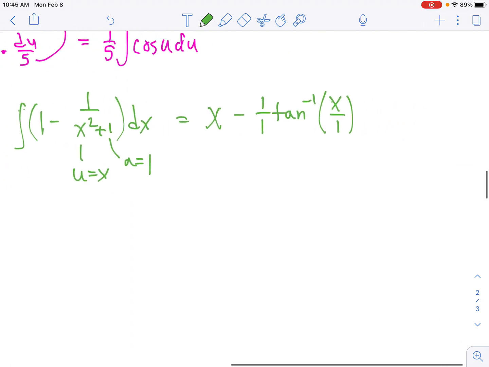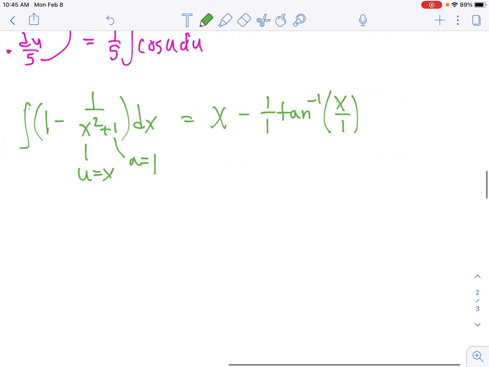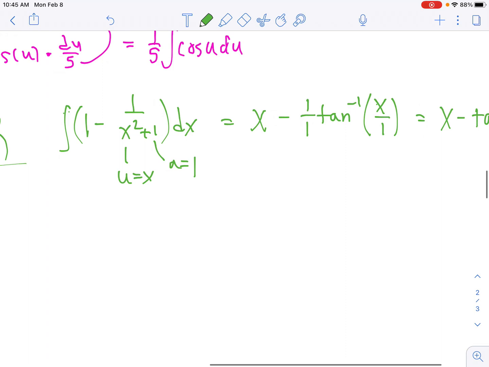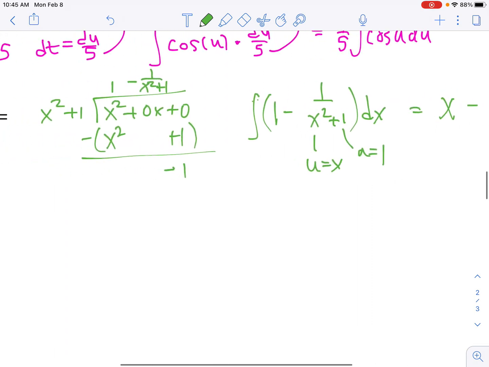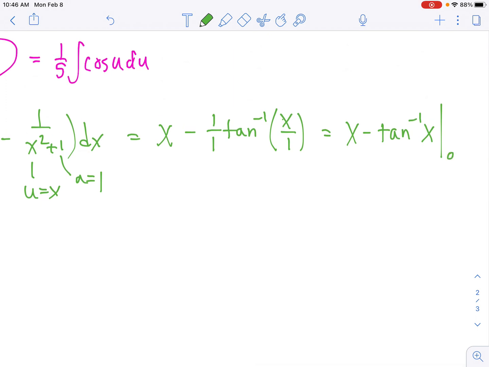Is this an antiderivative? Nope, it's a definite integral. Okay, so let's rewrite that. So we have x minus inverse tan of x, and we are evaluating that from 0 to 1. All right, so we have to evaluate an inverse tan with no calculator. It's not so bad, to be honest.